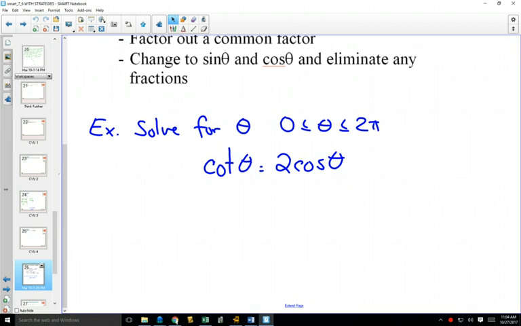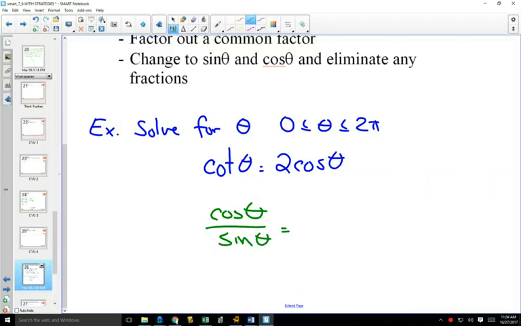So maybe you think, well, maybe I'll try changing cotangent to cos over sine. Now that doesn't change things to just one trig function. So we're kind of using this last strategy that's still listed here, changing things to sine and cos. As part of that strategy, it says eliminate any fractions. You see we have a fraction here. It's divided by sine theta.